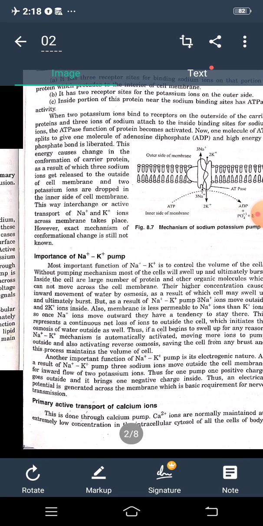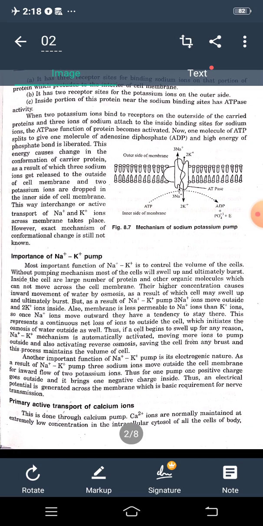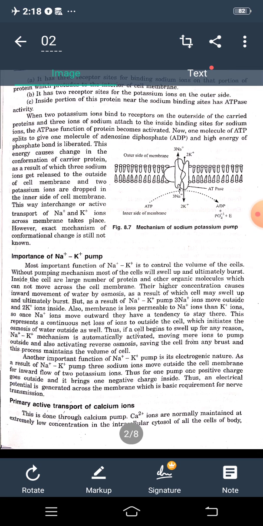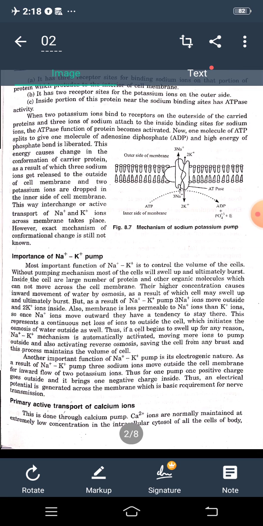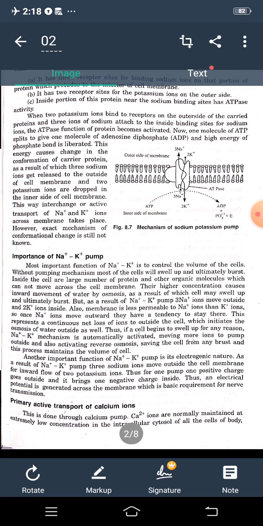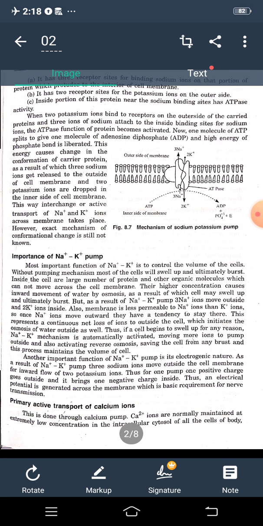It has two receptor sites for the potassium ions on the outer side. The inside portion of this protein, near the sodium binding sites, has ATPase activity. When two potassium ions bind to the receptor on the outer side of the carrier protein and three ions of sodium attach to the inside binding sites of sodium ion, the ATPase function of the protein becomes activated.